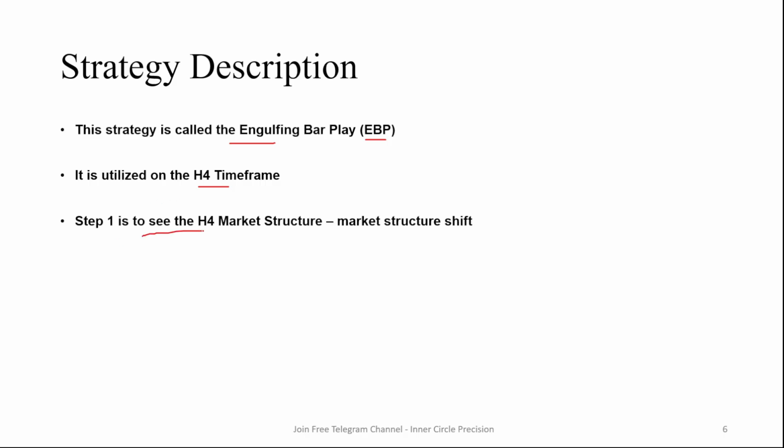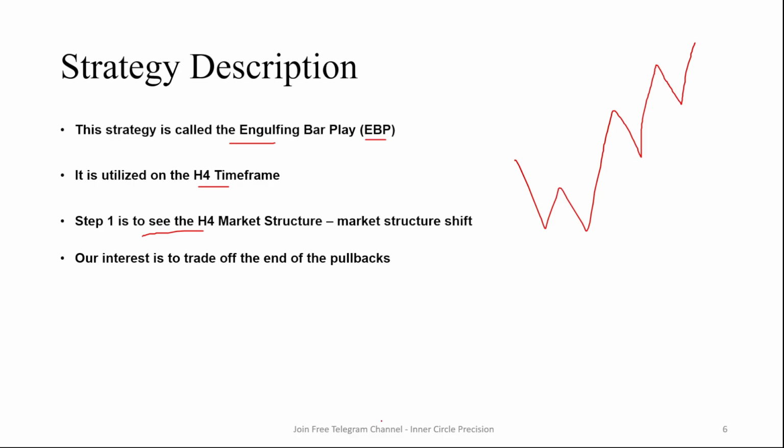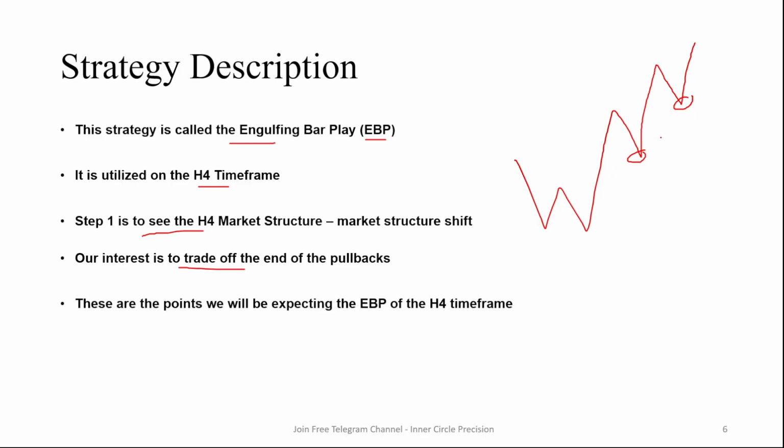So step 1 is to see the H4 market structure, or basically market structure shift, whereby we are creating higher highs, higher lows, higher highs, higher lows, basically like that. The position of the engulfing bar play is very, very important. Our interest is to trade off the end of these pullbacks. In this particular case, we can see that there was a pullback. We need to see an engulfing bar play here. Another point, we need to see an engulfing bar play here. So these are the points where we will be expecting the EBP on the H4 time frame.